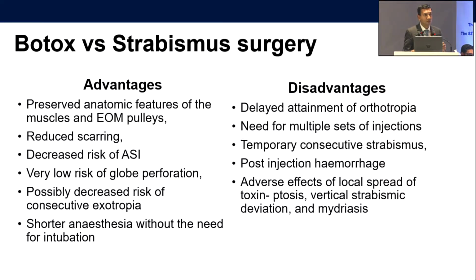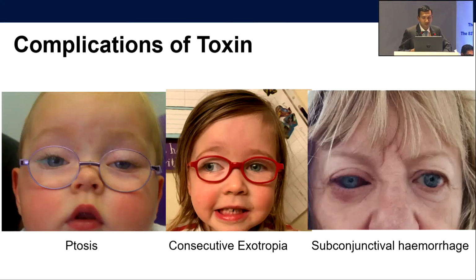You want to include in your consent form the adverse effects of local spread, like vertical strabismus and even mydriasis. These are some of the side effects. On the whole, ptosis is rare in adults, less than 10% in my hands, and up to 20% in kids. One of the ways to avoid it is to use a special forceps like the Mendonca forceps, or Dr.